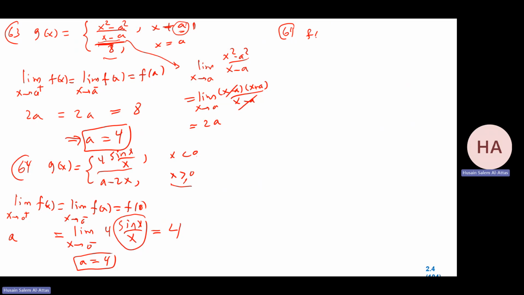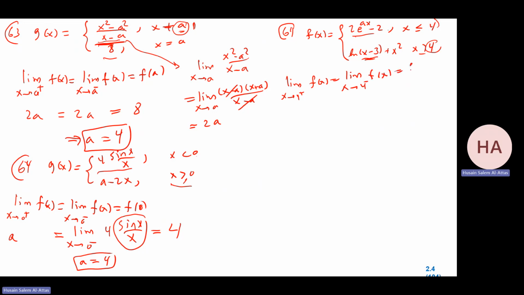I have f of x equal what? 2e to the ax minus 2, if x is unequal to 4, and I have ln of x minus 3 plus x squared if x greater than 4. If x greater than 4, this is defined. We have nothing to worry about it. Also, this function is always continuous and defined. So we are concerned only about 4. So you have limit x goes to 4 from right equal limit x goes to 4 from left equal f of 4, which is the same here. So I don't need to worry about it.